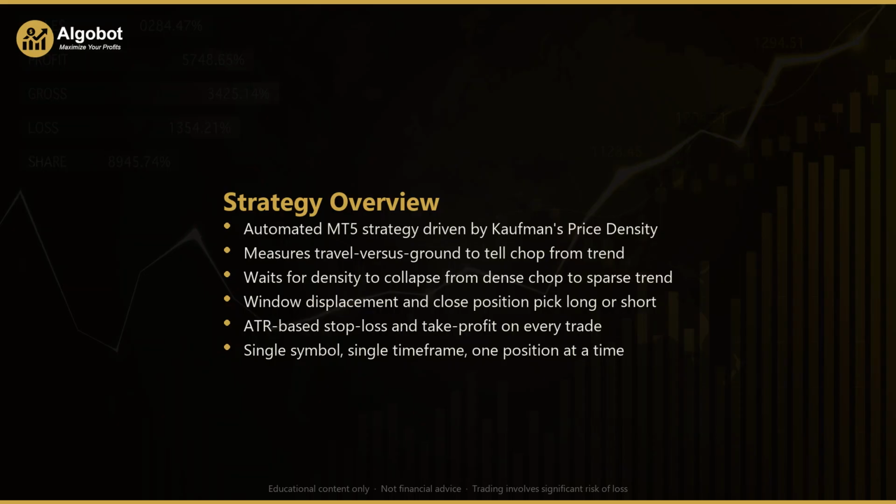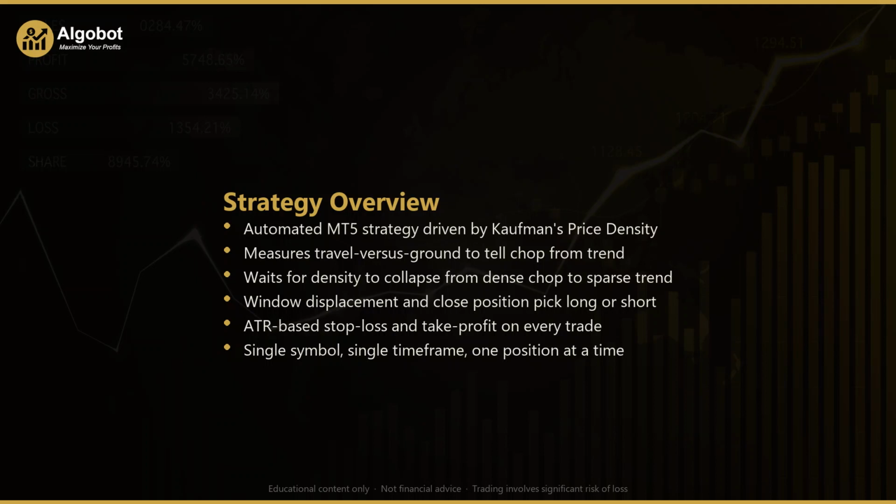When price marches cleanly in one direction, each bar breaks fresh ground. The total travel roughly equals the net span, and the ratio collapses toward 1. We call that a sparse, trending window. So the strategy is essentially a chop versus trend detector. It patiently waits while the market churns sideways, and it pays attention when the density collapses, because that collapse is a sign that a directional leg may be emerging out of consolidation.